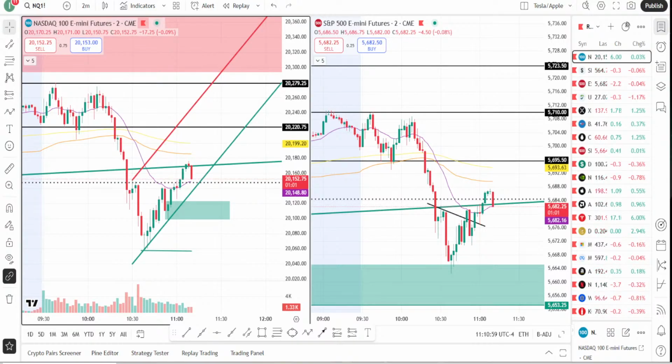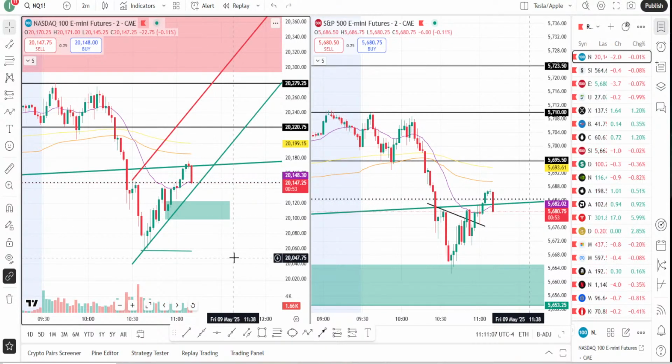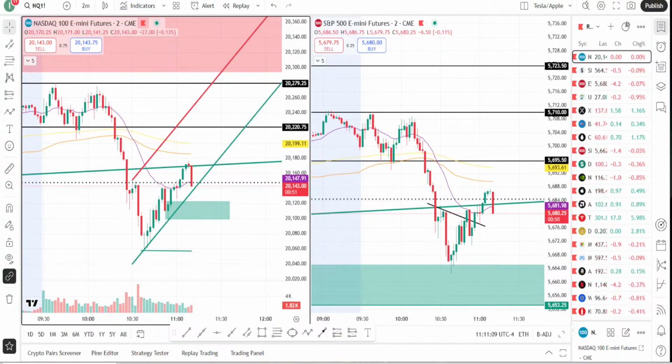Again, that pullback. Let's see how buyers react if we do pull back to this demand zone. Let's see. Very strong seller stepping in here.